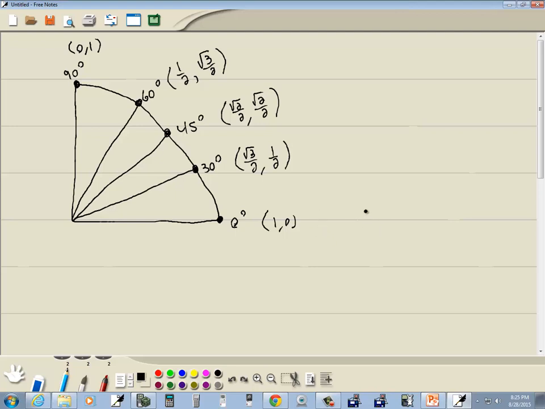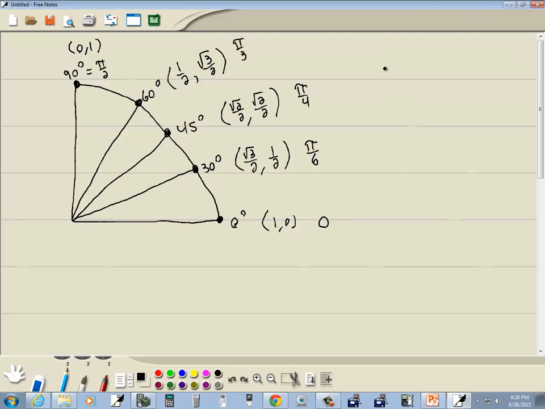Okay, now we also have something similar for radians. This is 0 degrees. In radians, that's still 0. 90 degrees is equal to pi over 2. At 45 degrees, this is going to be pi over 4. At 30 degrees, this is going to be, let me think this through, pi over 6. And then at 60 degrees, this will be pi over 3.